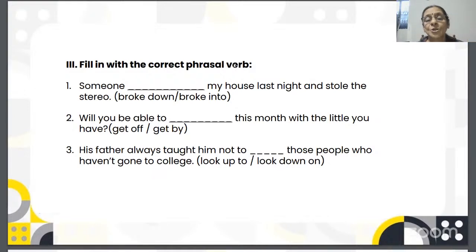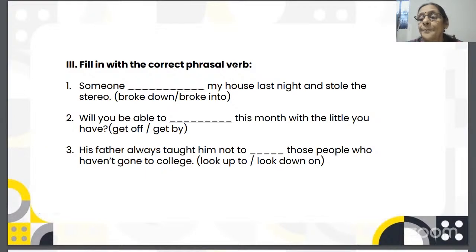His father always taught him not to look down on those people who haven't gone to college. When fathers teach their children, it might be a positive quality that they teach. Look down on means not to consider them inferior to you, not to consider them not your equal. So it is a negative phrasal verb. His father always taught him not to look down on those people who haven't gone to college.